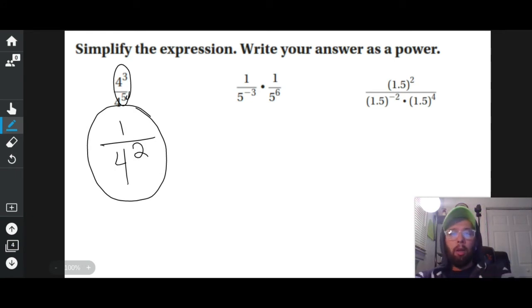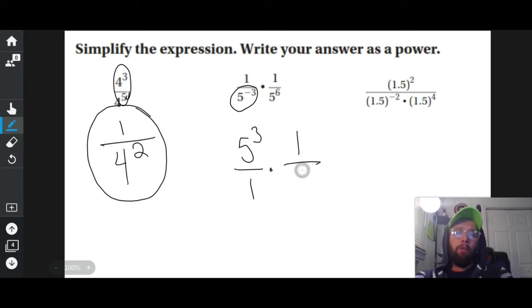Oh, look, a negative exponent downstairs. When you see a negative exponent, you move it to the other side of the fraction bar. So that negative exponent moves to the top, 5 to the 3rd, over 1 times 1 over 5 to the 6th. That 5 to the 6th doesn't move because it has a positive exponent.